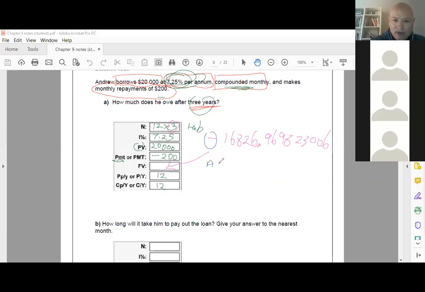So Andrew still owes. How much does he owe? $16,826. Now, the 96, we look at the next one, it's a 9, so we're going to change that to 97 cents. And there's our answer to the first one. Any questions there? Any questions on what any of them mean? It's all good?